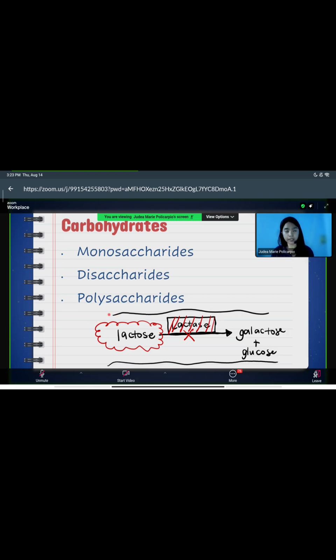Kapag bumalik ka sa pag-inom ulit ng gatas on a regular basis, eventually, your body will again produce the lactase. That is, granted na wala kang any genetic defect or any enzyme anomalies, for example, your body will resume the production of the lactase. But for sure, it will take time. It will take time before your body would get used to it.